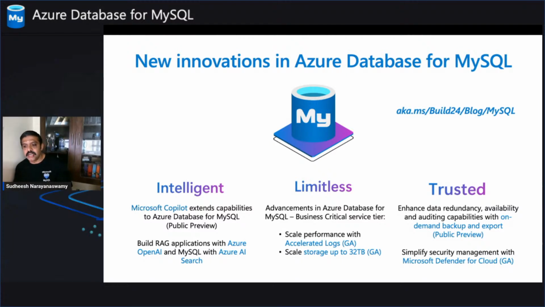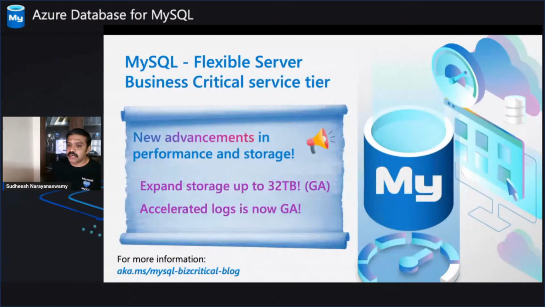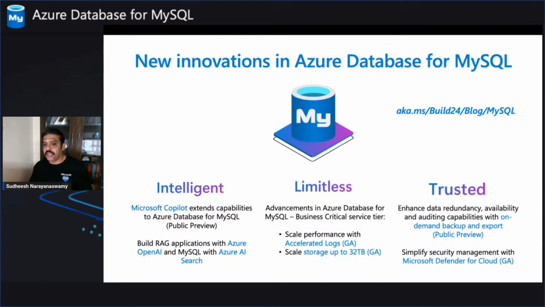Coming to limitless, the key feature which we took to GA was accelerated logs, which scaled the performance of the product in the business critical tier. And we also announced the GA for 32 terabyte support under the limitless pillar. Coming to the trusted side, we have also public previewed the on-demand backup and export feature, which will help in exporting the data out. And we have also integrated with Microsoft Defender for Cloud. So these are the innovations we concentrated on.